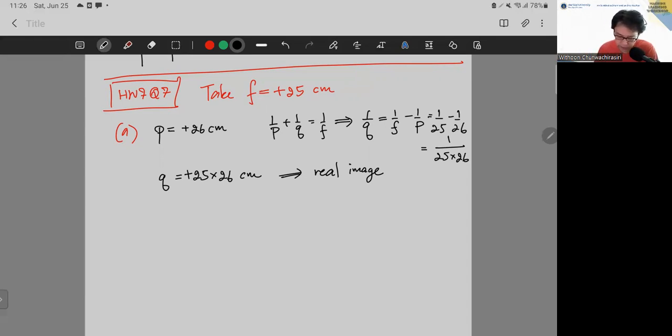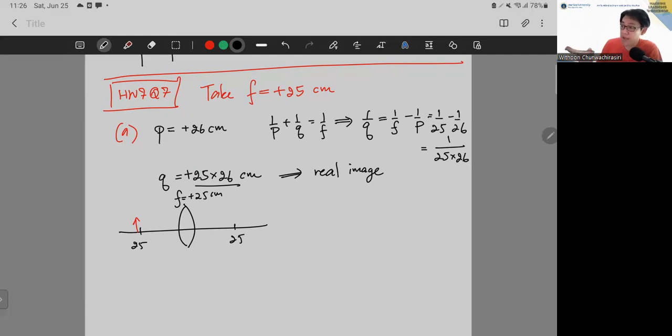So if I want to draw a diagram over here, it will look something like this. F is positive 25 centimeter. Okay, 25 is here. That's 25. And then you place an object just shy of that 25. It's 26. Just a little bit to the left of that. So what is this? It means your image will show up so far away. It's a huge number. But anyway, it's super far, but it's positive. So the image will show up behind the lens.